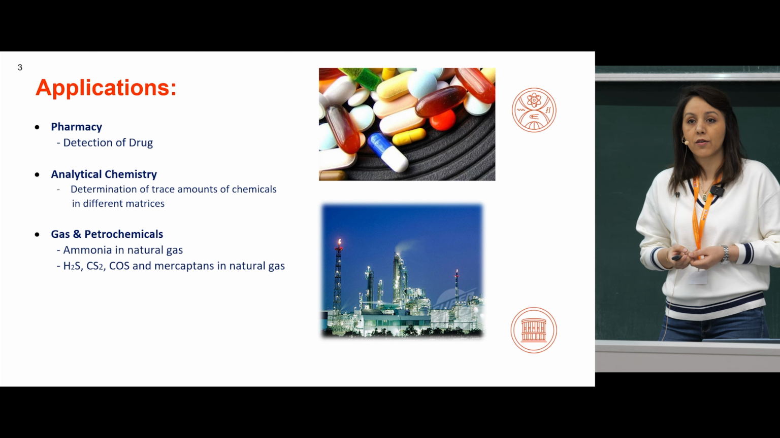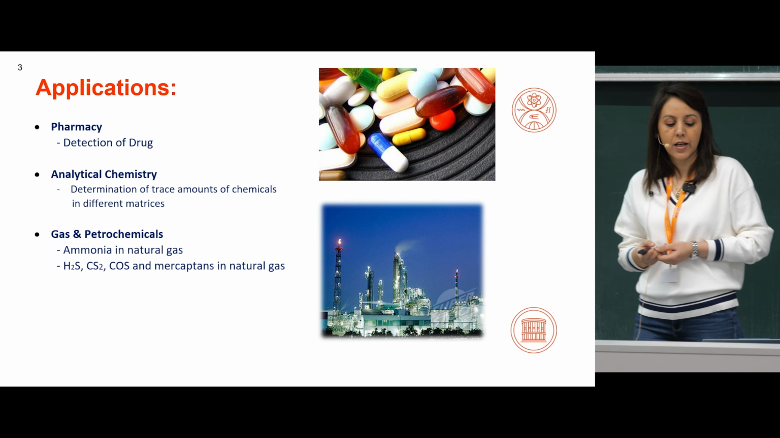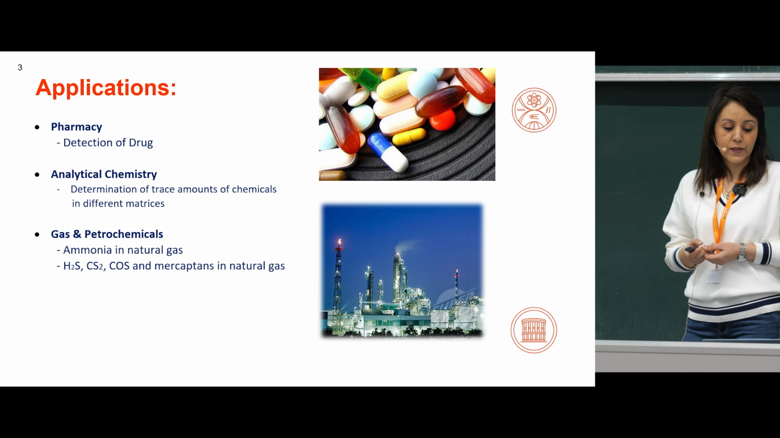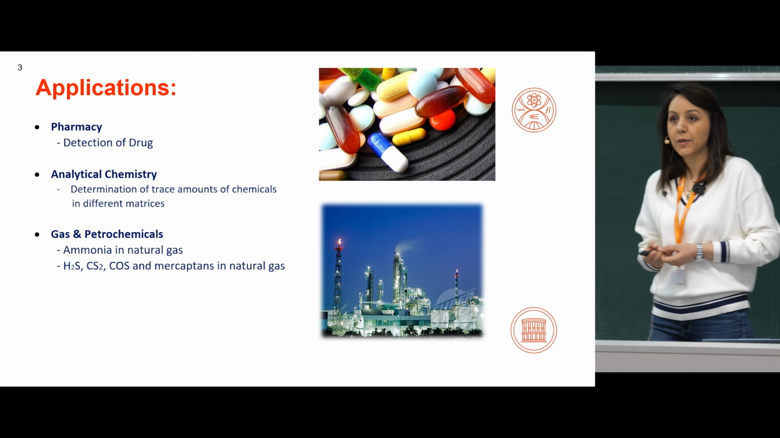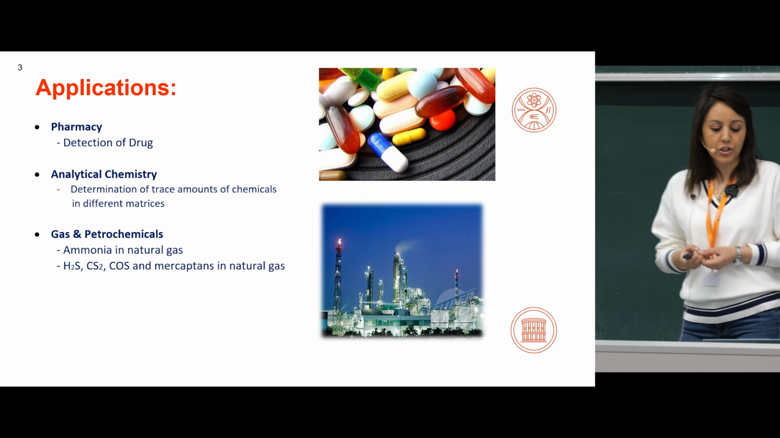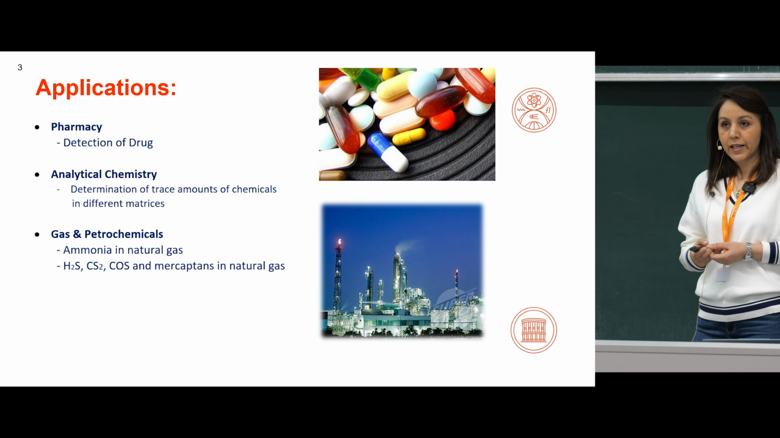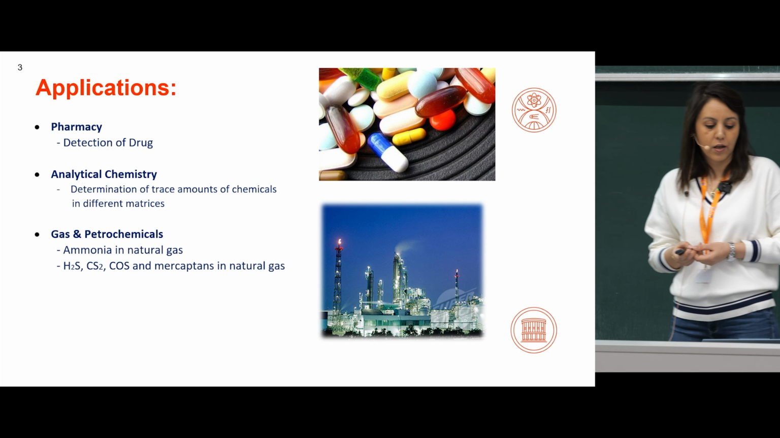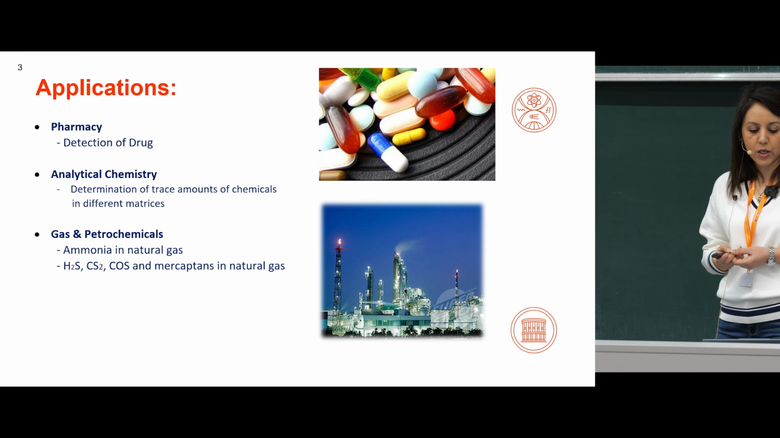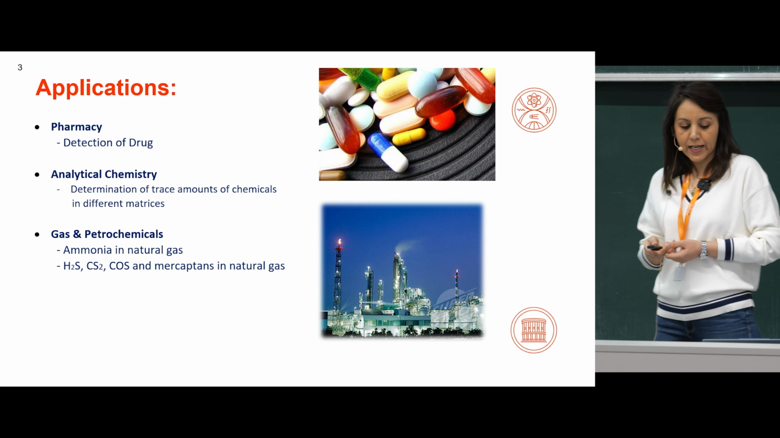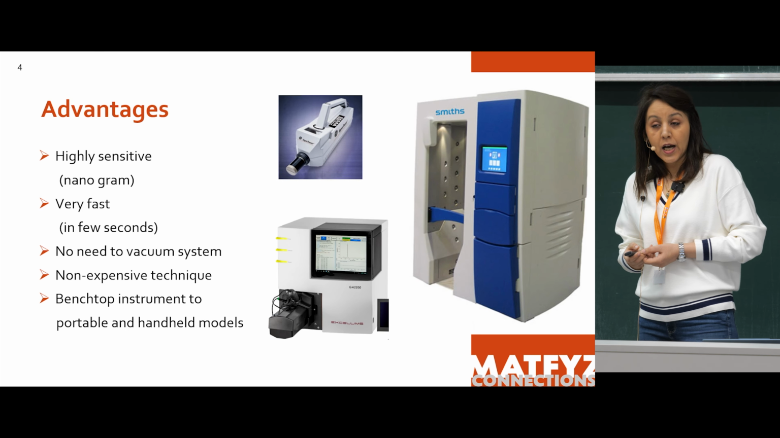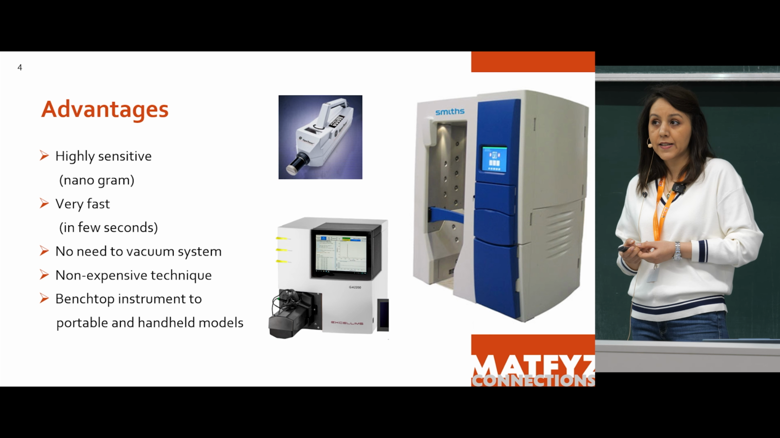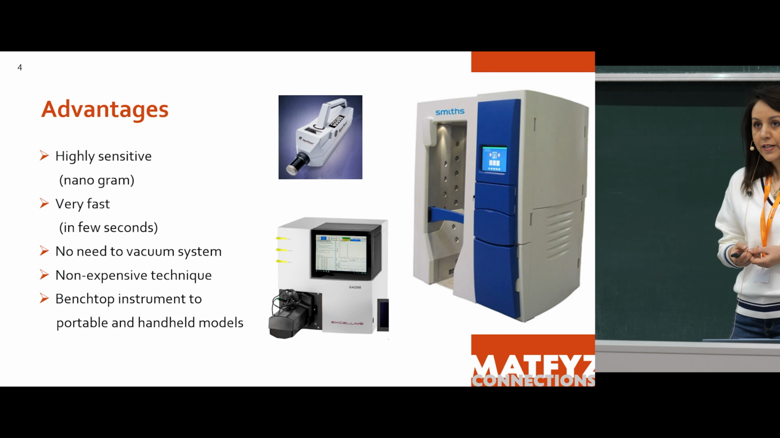determination of trace amounts of chemicals in different matrices, and also IMS is used in gas and petrochemical, for example, for detection of ammonia in natural gas or detection of sulfur compounds like H2S, CS2, COS, and mercaptan in natural gas. IMS has many advantages, including high sensitivity and fast response.